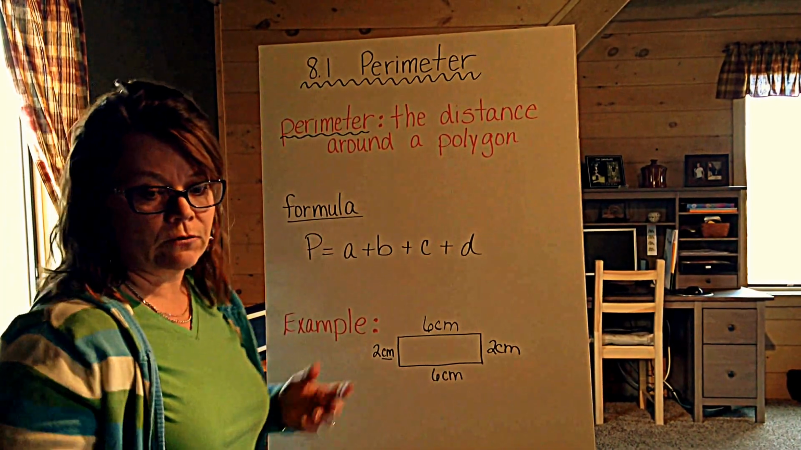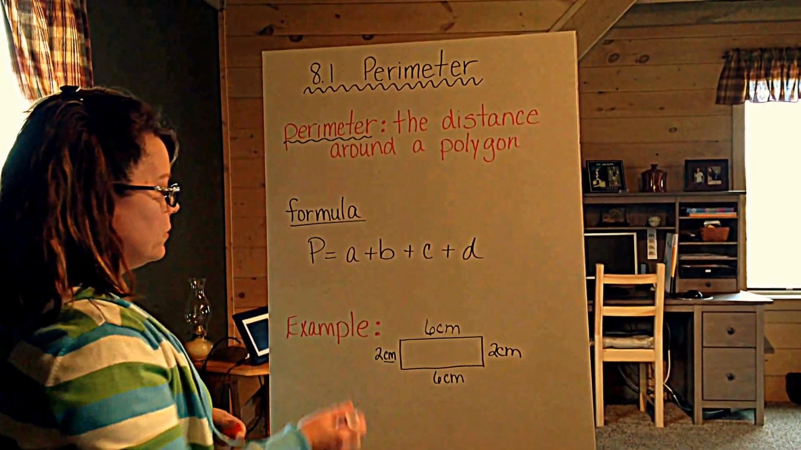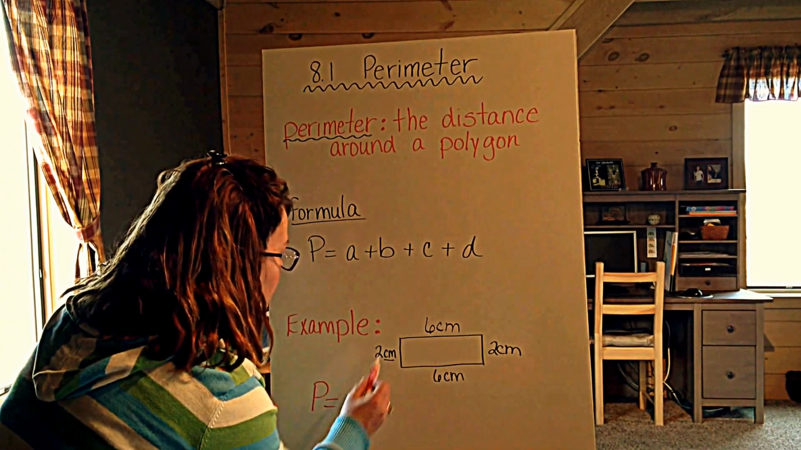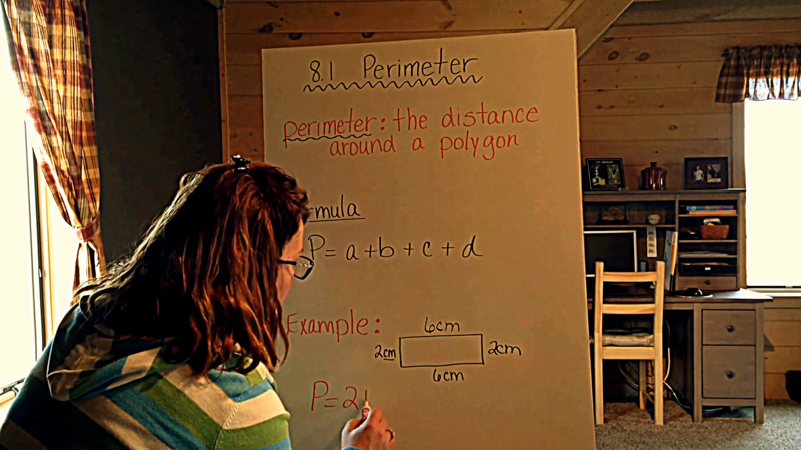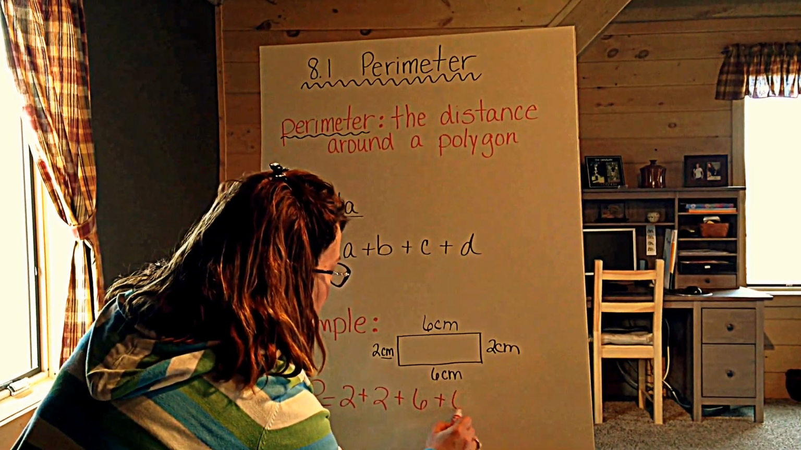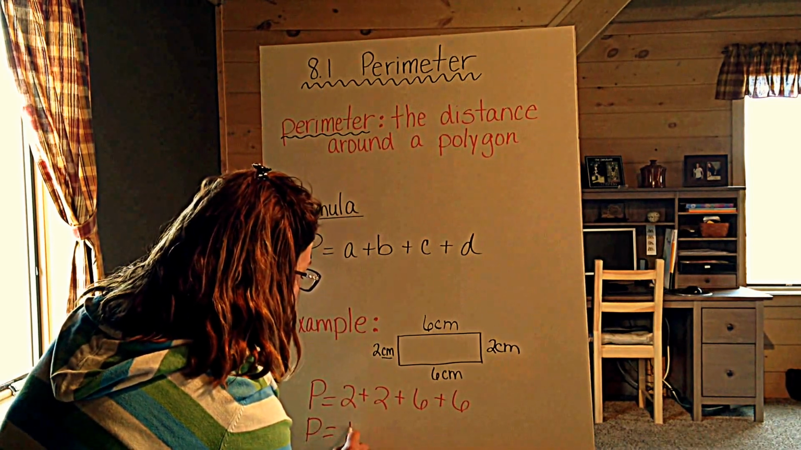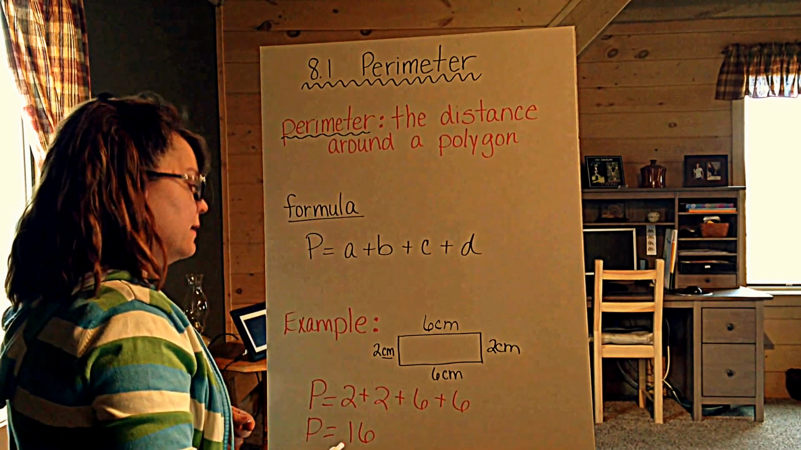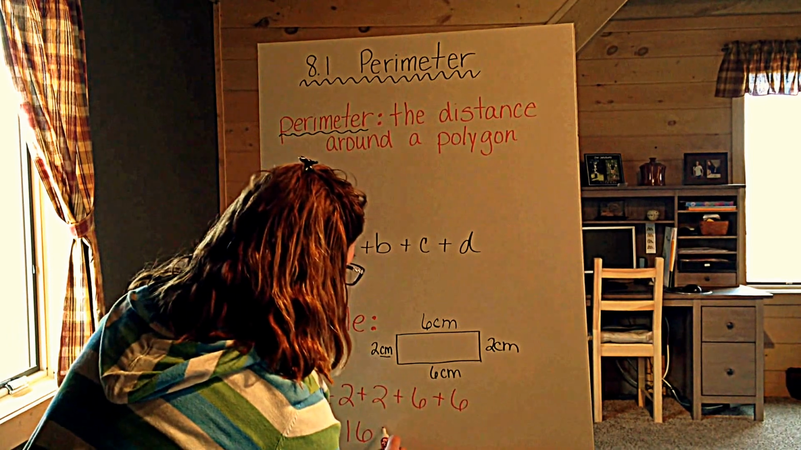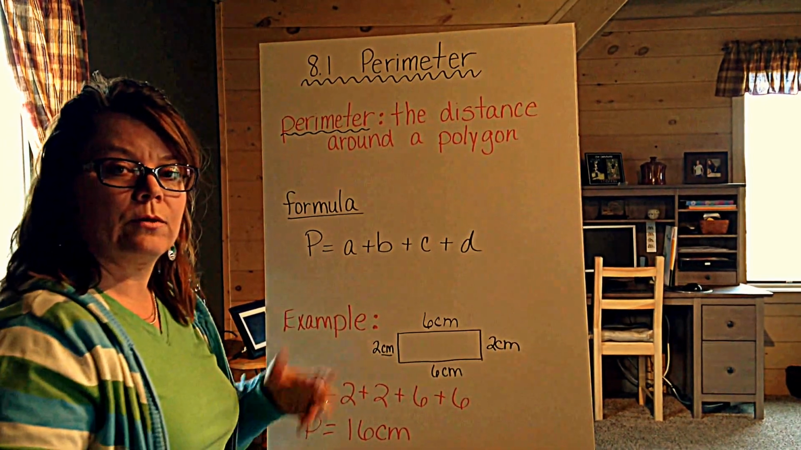So what we're going to do, first I need to grab my marker, is calculate the perimeter for this particular shape. Basically, I'm going to put P equals 2 plus 2 plus 6 plus 6, which, when we add all of those together, equals 16. Now I have to label that with centimeters because they gave me centimeters. So that would be our first example for perimeter with a rectangle.